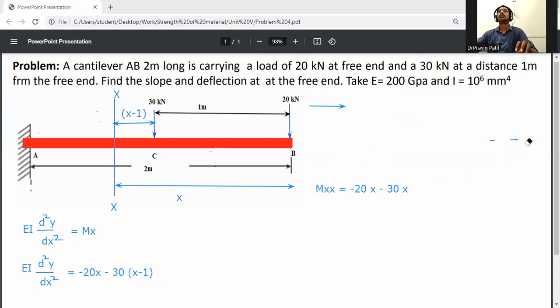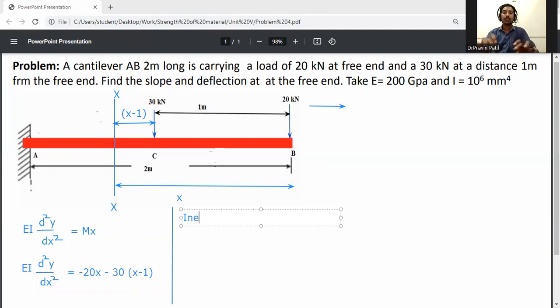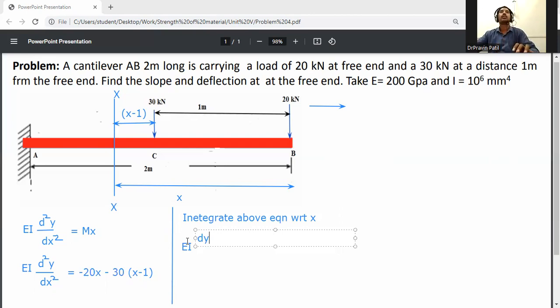Now we can write down: integrate the above equation with respect to x. Okay, so this equation we will need to integrate. So after integration, EI d²y/dx² becomes EI dy/dx.